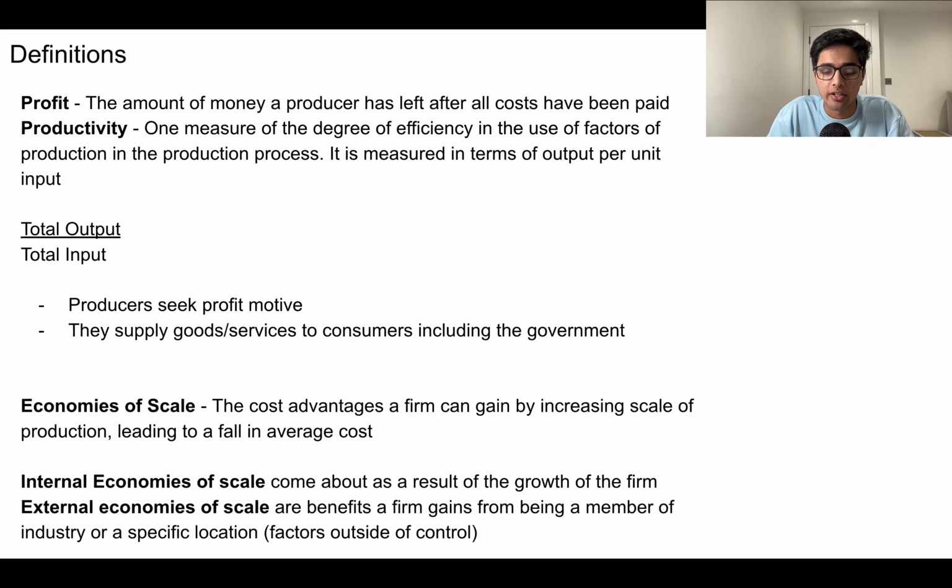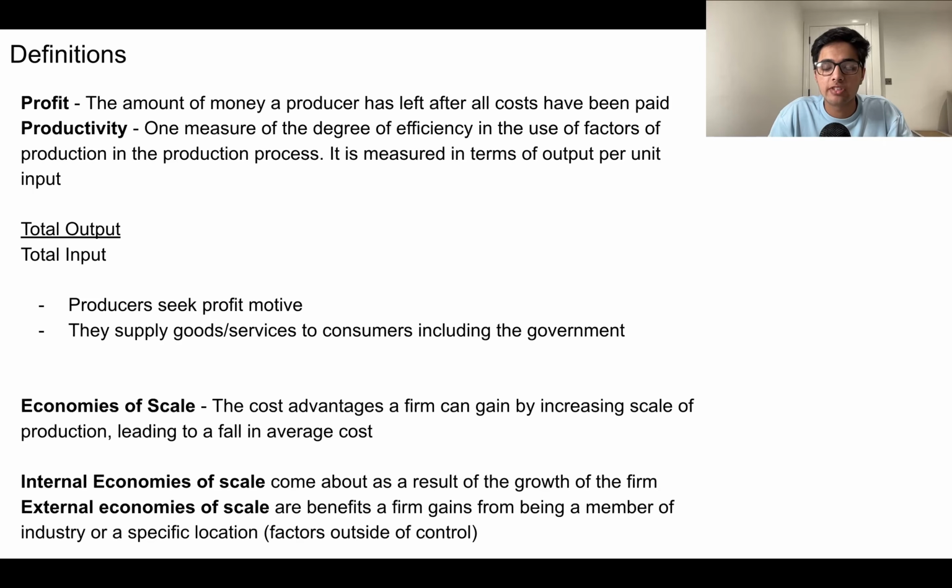You must understand this. Producers seek profit motive in a market economy. They supply goods and services to consumers, including the government, and that's their role. Economies of scale are the cost advantages a firm can gain by increasing the scale of production, leading to a fall in average cost.